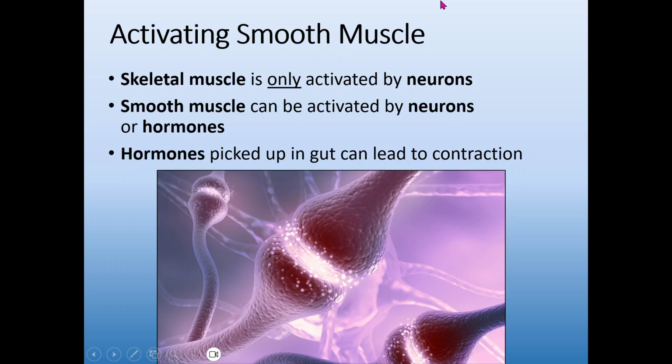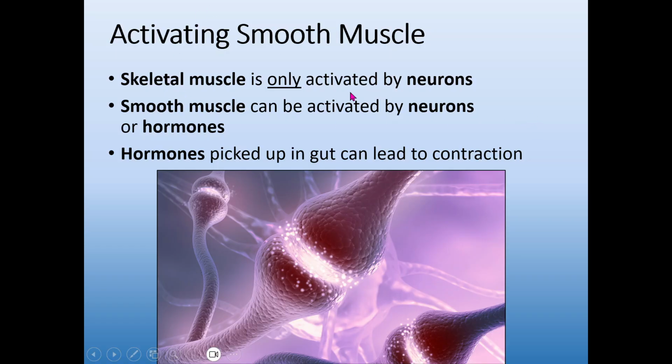All right, activation of skeletal muscle. We talked extensively about this in the physiology lectures. It's only going to be activated by those neurons. So those neurons are coming down. We go through that whole action potential, release of acetylcholine. That's going to start an action potential in our muscle cells.